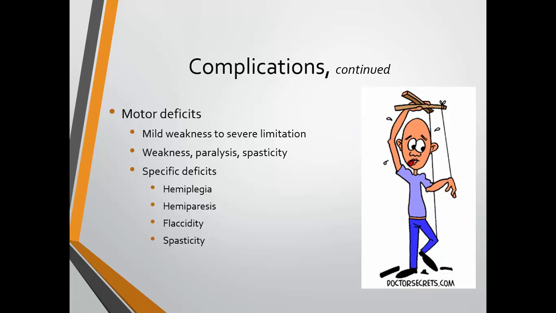Flaccidity is the absence of muscle tone. It's also called hypotonia. Spasticity is increased muscle tone, which is hypertonia, and usually has some degree of weakness as well.